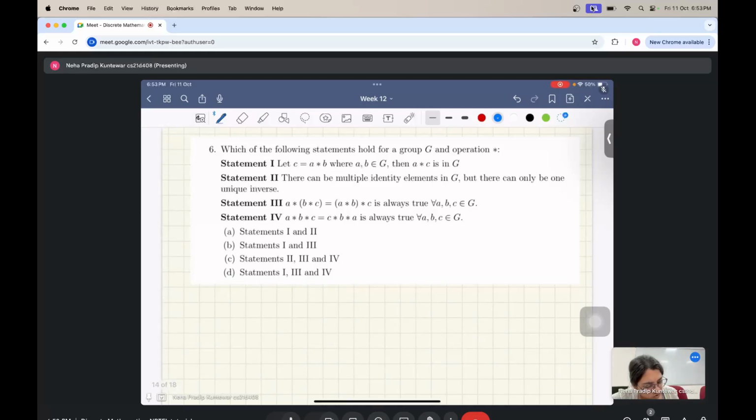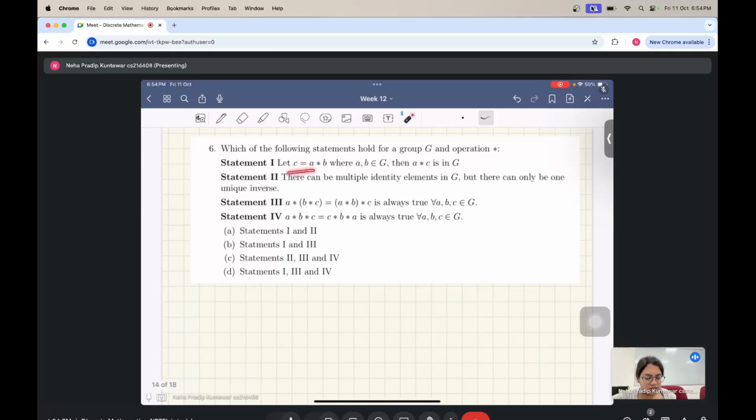So you are given a group G and an operation star, and we have made 4 statements about it, and we want to tell which of the statements are true about the group and which are not. The first statement says that if C is equal to A star B for some A, B in G, then A star C should also be in G. And the second statement says that there can be multiple identity elements in G, but there can only be a unique inverse. The third statement says that if you multiply BC first and then with A, or you multiply AB first and then with C, it does not matter. This is basically the associativity property.